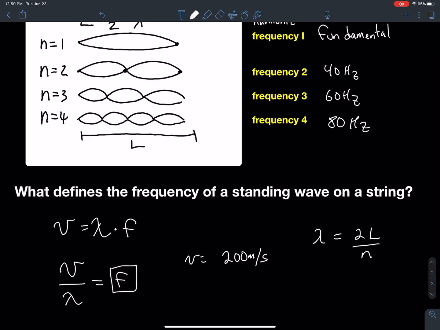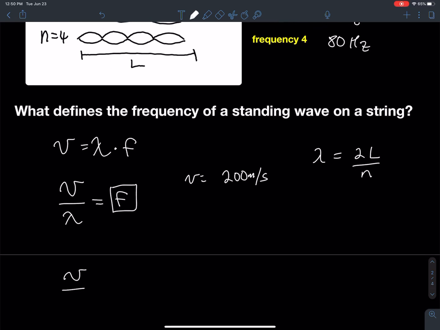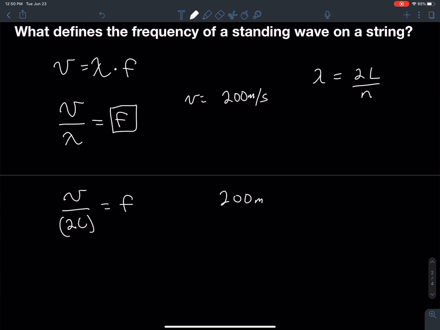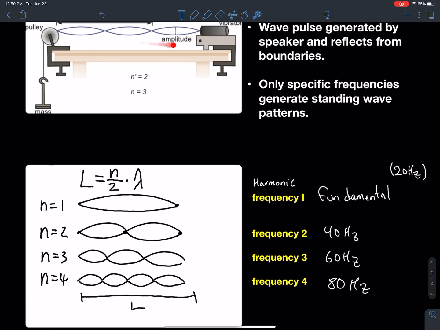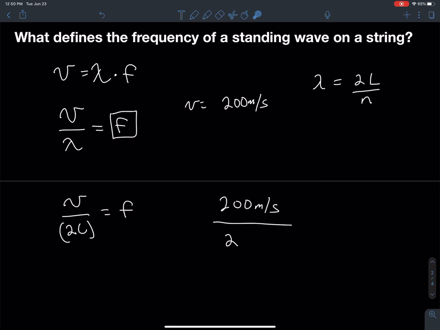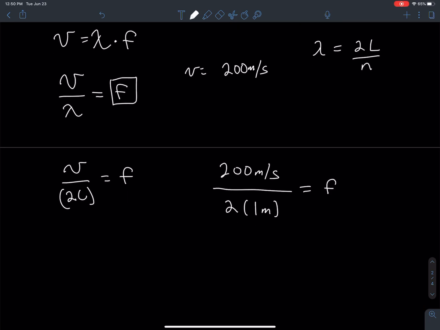All right, so if I'm trying to calculate the fundamental frequency, the speed divided by 2L, because that's my wavelength, is going to be equal to my frequency. And in this case, 200 meters per second divided by 2 times, let's imagine that this rope is a 1 meter rope, 1 meter, is going to give me the fundamental frequency, or the first harmonic. So in this case, I would have 100 hertz as my fundamental frequency.